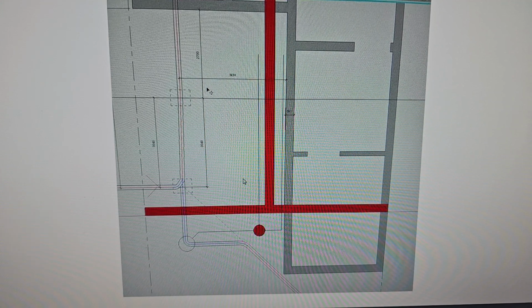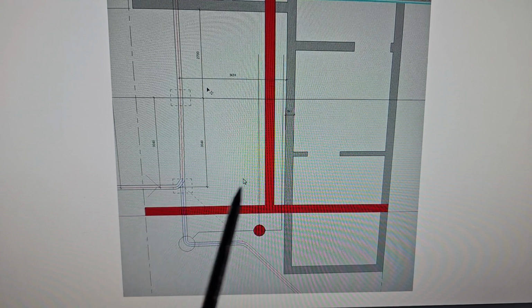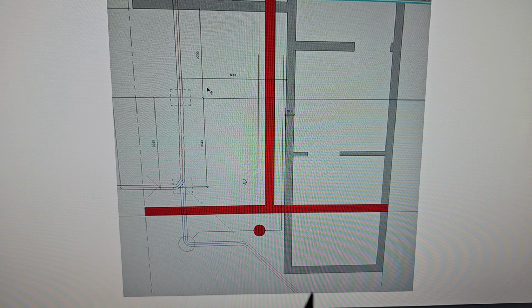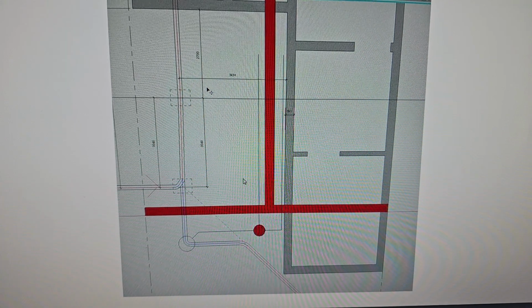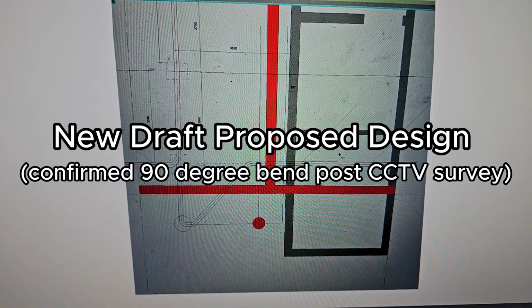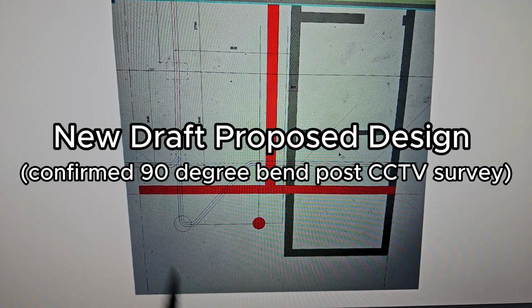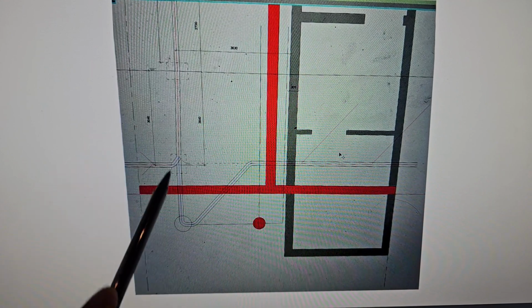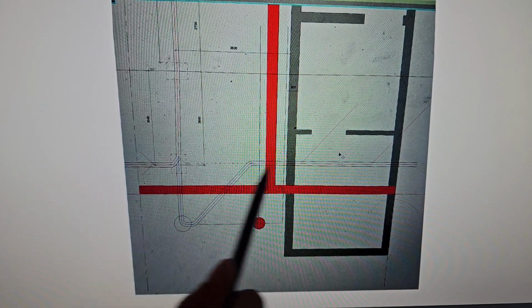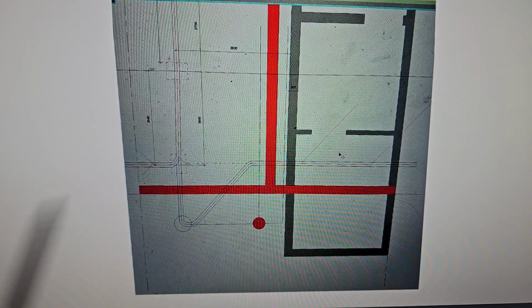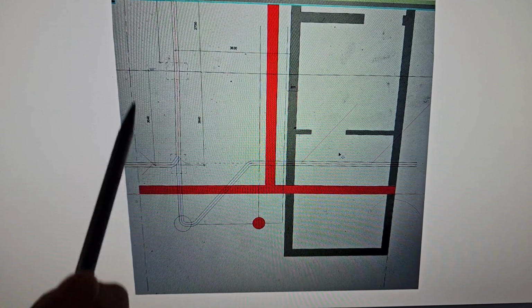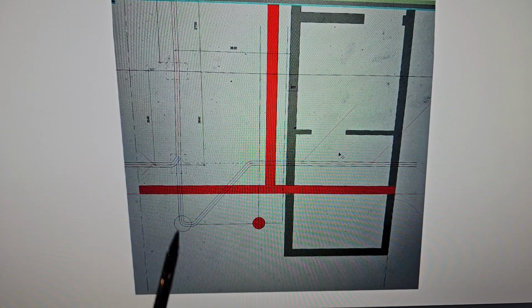Now, the problem is that if it turned out this was actually a straight run and didn't go at a 45-degree angle, his whole design would completely change to this. Hopefully you can see that all right. Essentially it's the same drawing, but because we confirmed with the CCTV survey that it goes off at a 90-degree angle, we've still got the same predicament. We still need to put a 6 foot deep manhole outside, and a surface manhole.